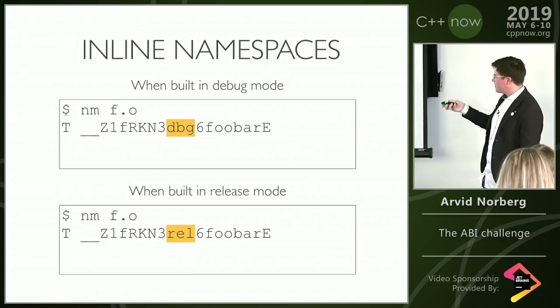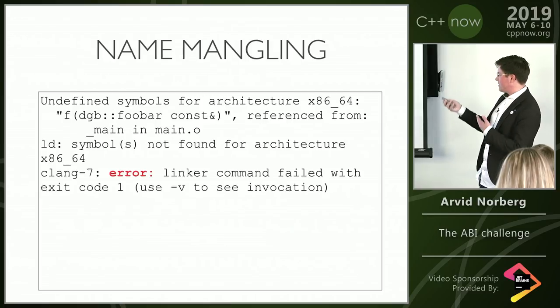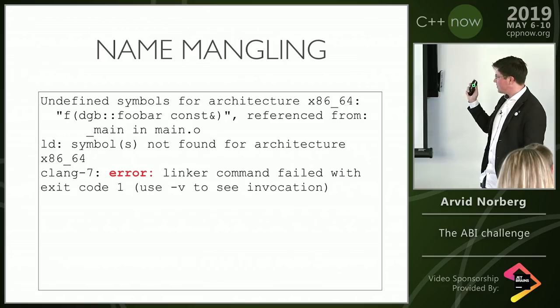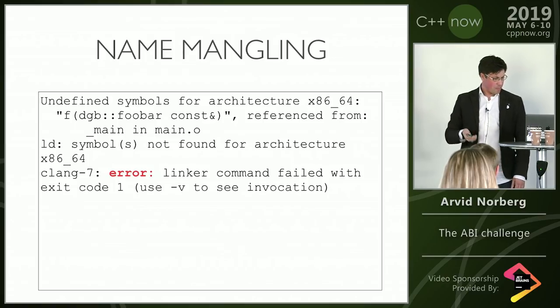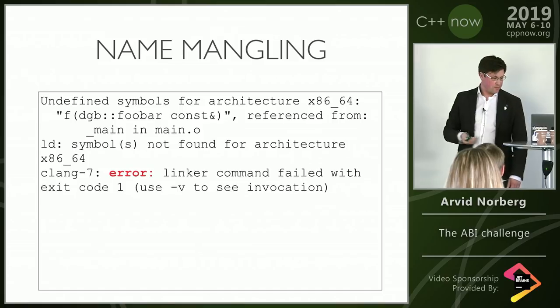So if you compile this and look at the object files, you'll see dbg is there and rel is there. And if you try to mismatch a link, you get an error message saying that foo dbg doesn't exist. That's sort of a hint that maybe foo release exists. The alternative would be memory corruption, essentially.